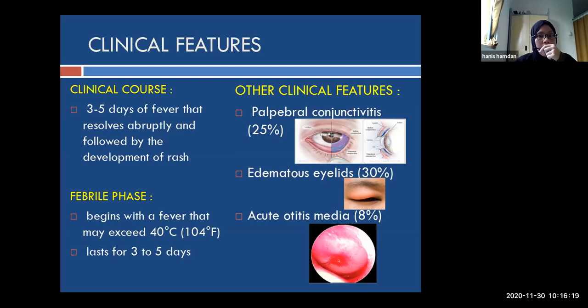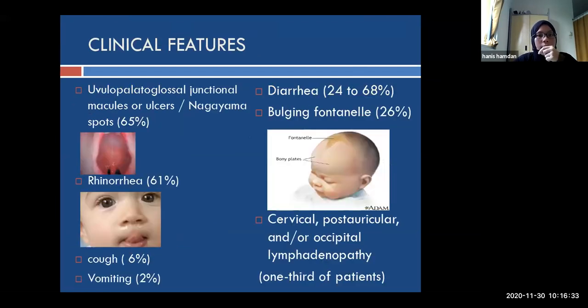During the febrile phase, the patient also may have other clinical features such as palpebral conjunctivitis, edematous eyelids, acute otitis media, Nagayama spots, rhinorrhea, cough, vomiting, diarrhea, bulging fontanelle, and also lymphadenopathy. Lymphadenopathy is common.